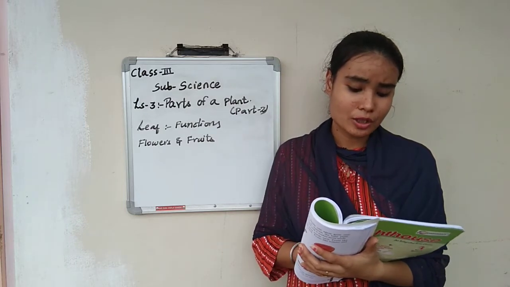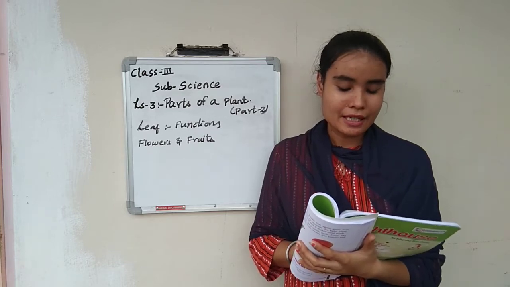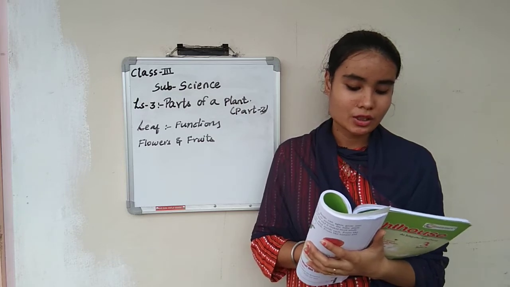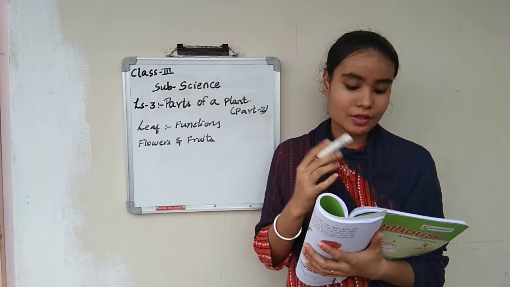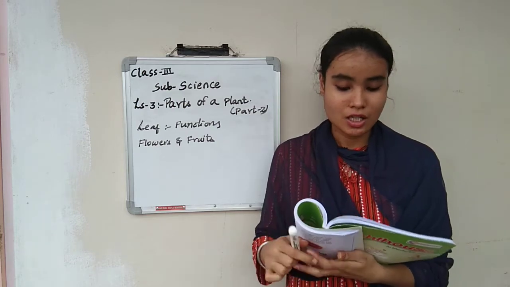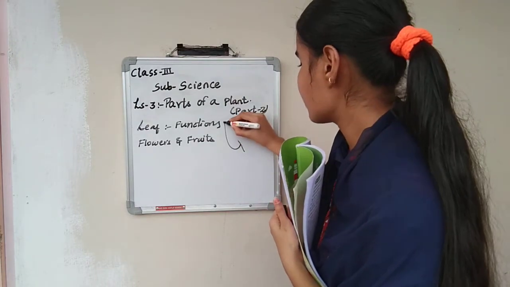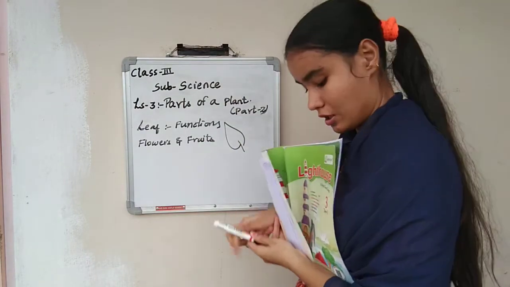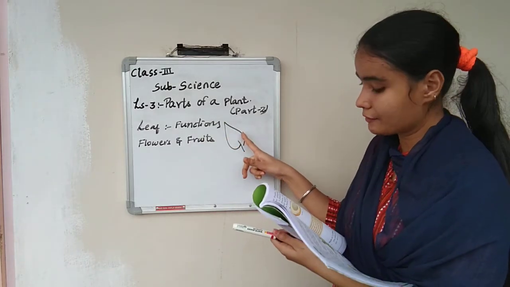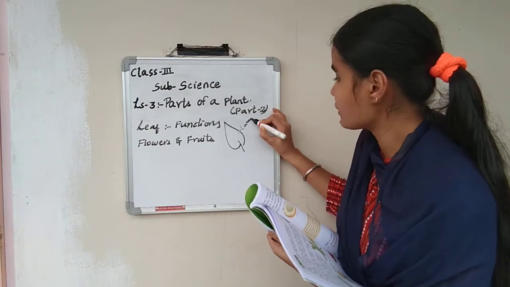The flat and broad part of a leaf is called lamina or leaf blade. Lamina has a mid vein in the middle. It gives out side veins. The lower side of the leaf bears many tiny holes called stomata. When you see the shape of the leaf, this is the flat part. This flat part of a leaf is called what? Lamina.